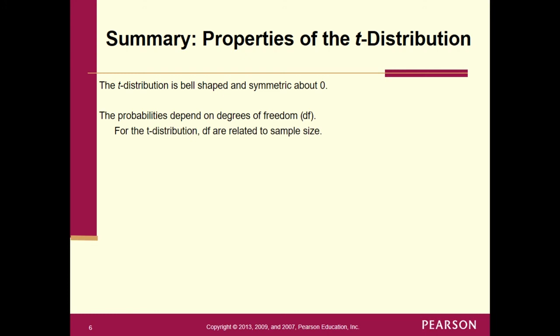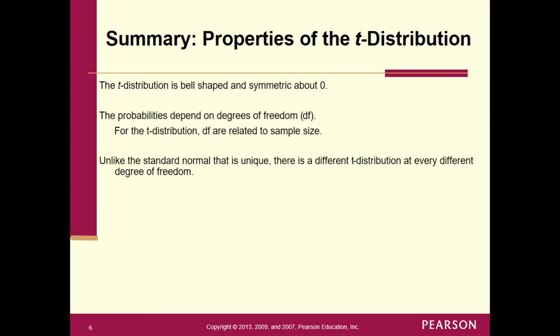For the t distribution, degrees of freedom are related to sample size. All right. So when you go ahead and figure out something with regards to the t, probably it's going to be related to the sample size in some way, shape, or form. Those degrees of freedom. Unlike the standard normal that is unique, there is a different t distribution at every different degree of freedom.